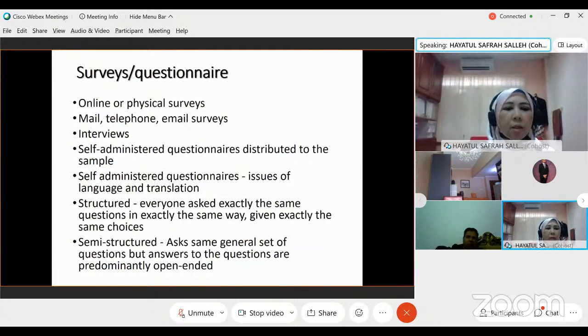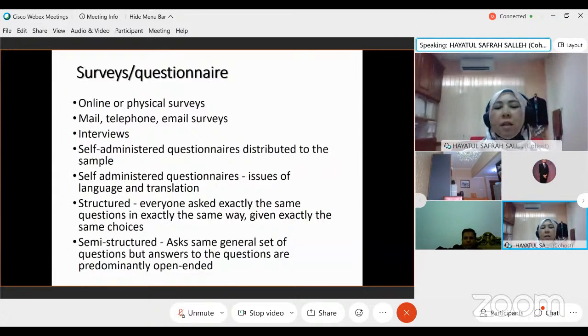Okay. However, with self-administered questionnaires, sometimes some issues will occur. For example, issues of language and also translation, because a lot of us use back-to-back translation, from English to Malay, from Malay back to English, or from English to Malay to English and back to Malay. Sometimes during that translation, the meaning is difficult for the samples to understand, because it is a self-administered questionnaire. They are using it, it's not in front of us.